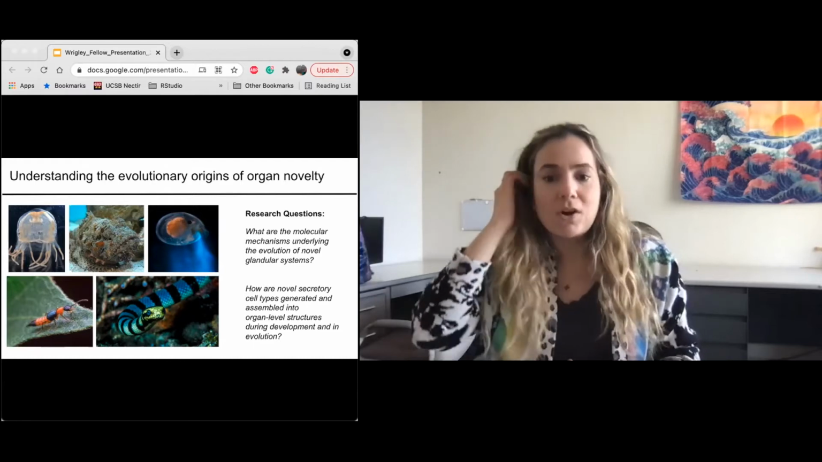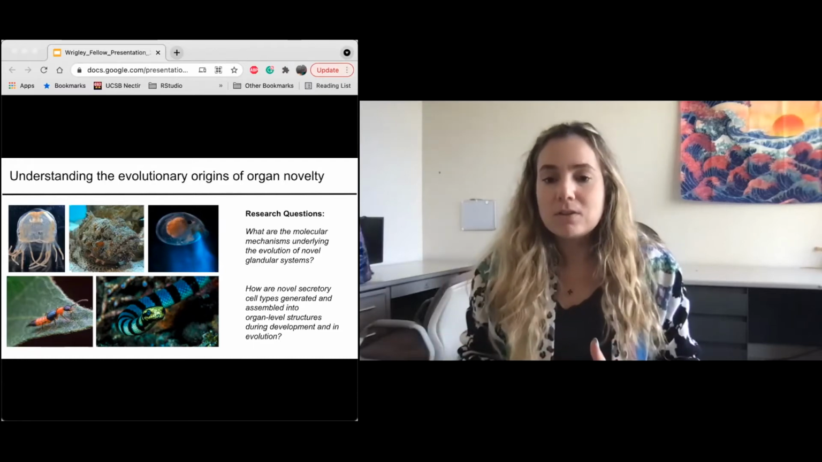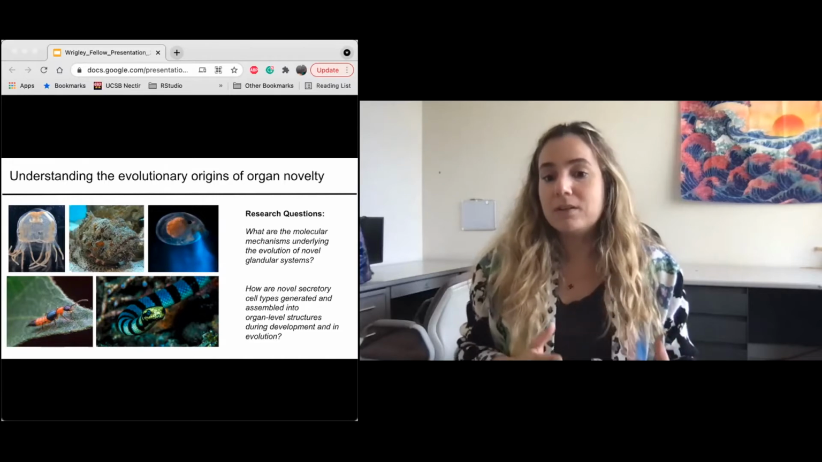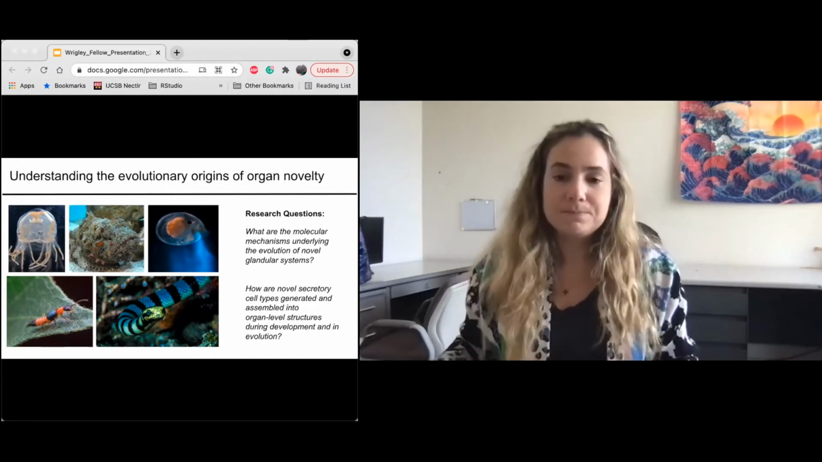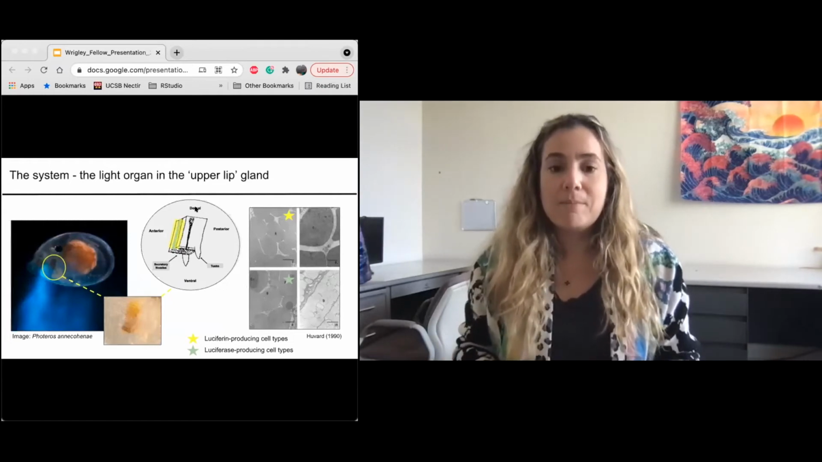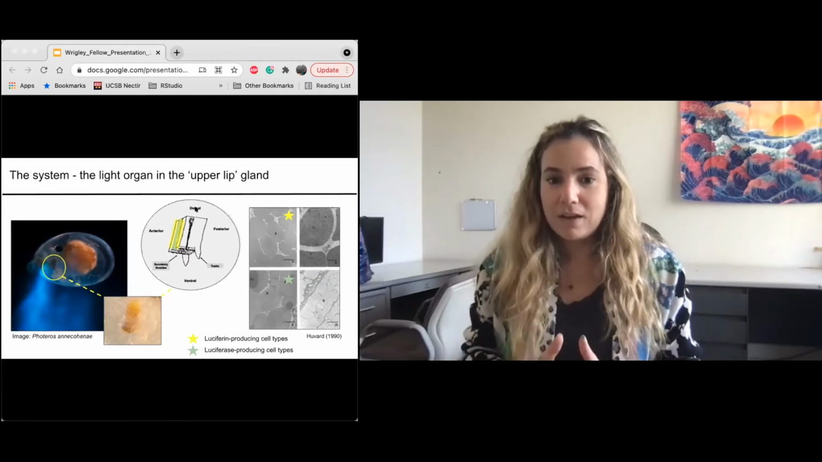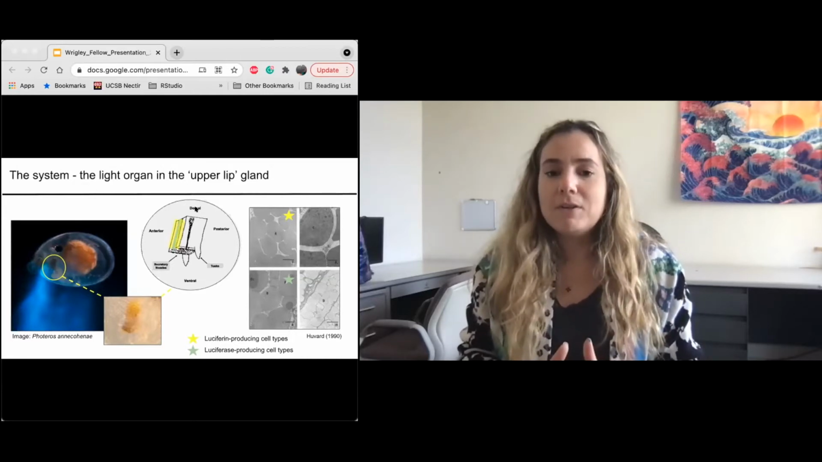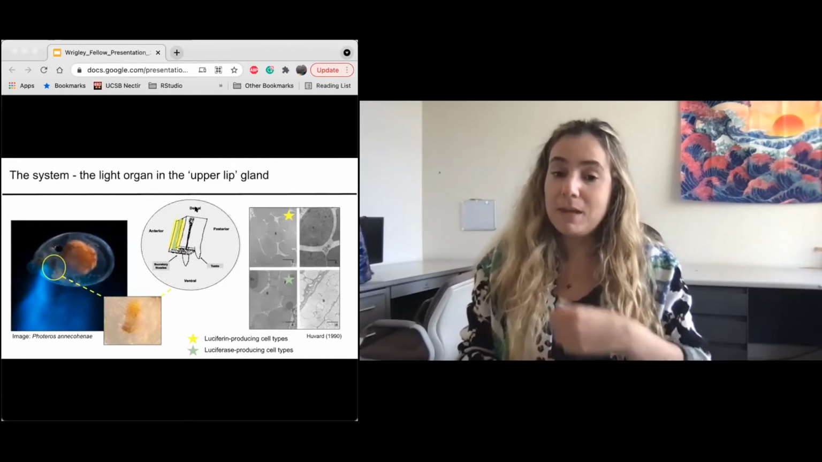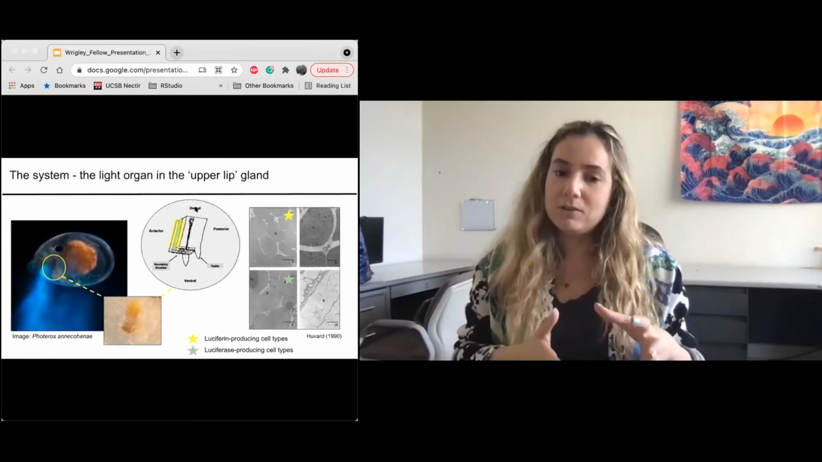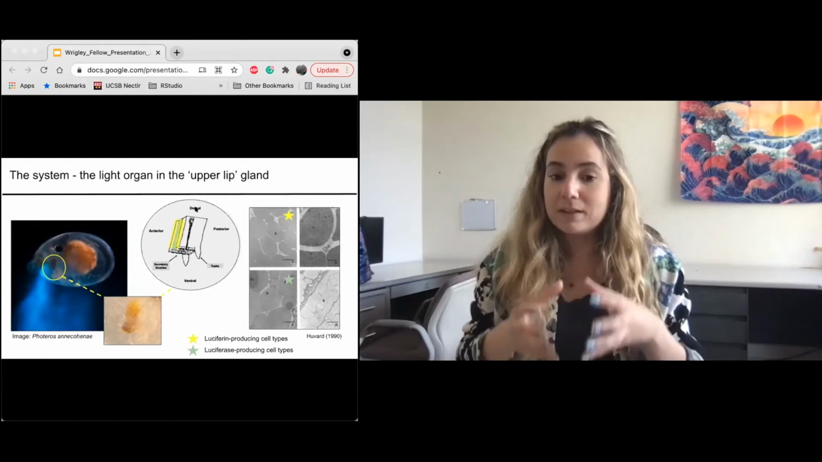So my two broad questions are, what are the molecular mechanisms underlying the evolution of novel glandular systems, and how are novel secretory cell types generated and assembled into organ-level structures during development and evolution? My system for asking this question is bioluminescent ostracods. I'm interested in understanding this novel light organ. All bioluminescent ostracods have this light organ that produces the light emitting compounds. How do the cell types that make these compounds originate, and how do they come together during evolution to produce an organ-level structure?